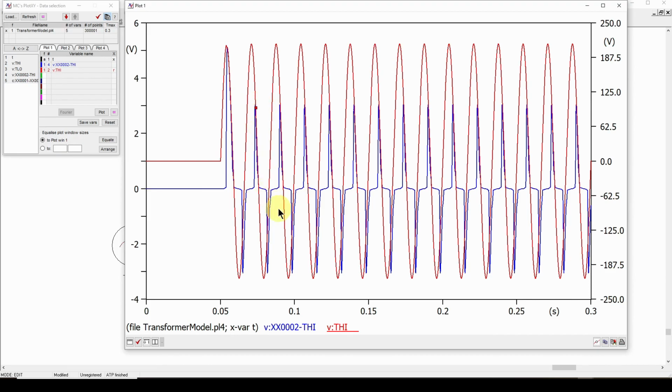So in the next video, we'll probably actually apply maybe 150 volts and see if this matches our simulation.